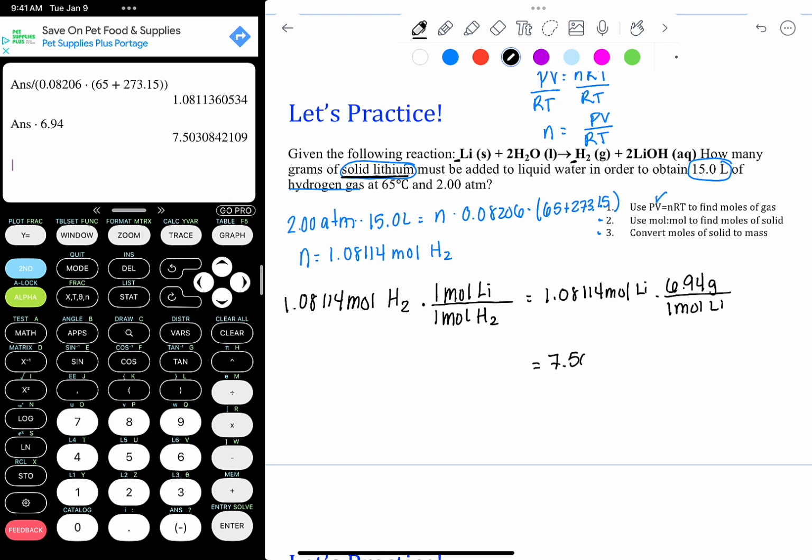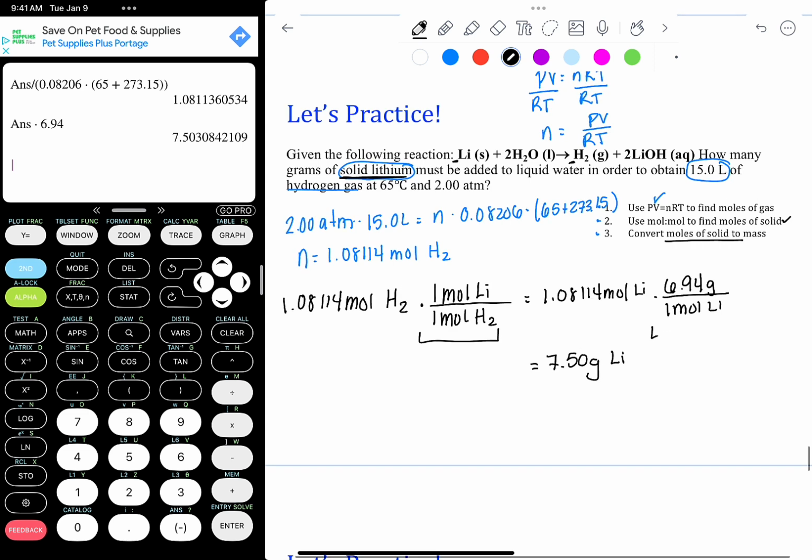7.50 grams of lithium. So we did step 2 with our mole-to-mole ratio here, and then we converted moles of solid to mass using the molar mass here. So we need 7.50 grams of lithium to produce 15 liters of hydrogen gas.